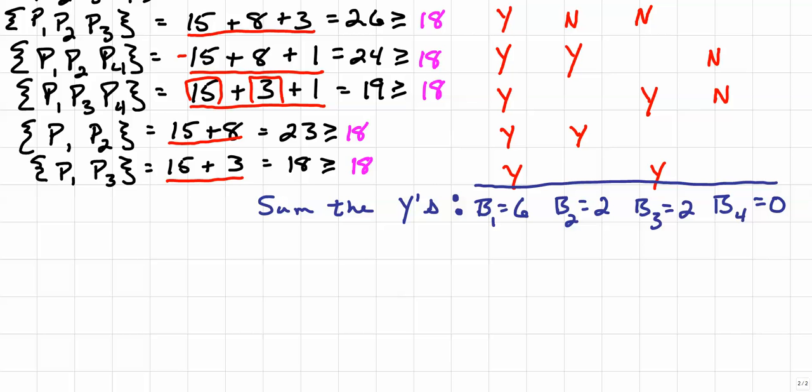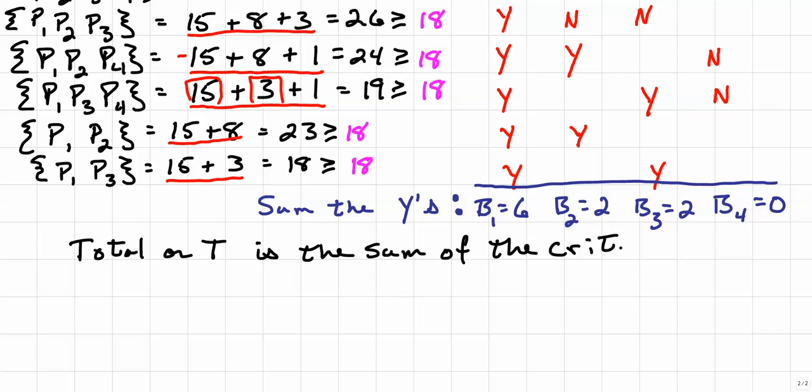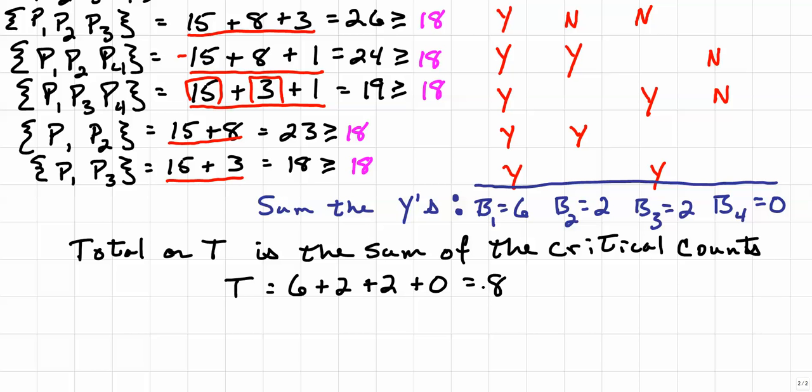And then I need to find the critical count, the total. So total, T, for this case, T is simply going to be equal to 6 plus 2 plus 2 plus 0, which in this case is equal to 10. And that's what's going to be the denominator for my distribution.